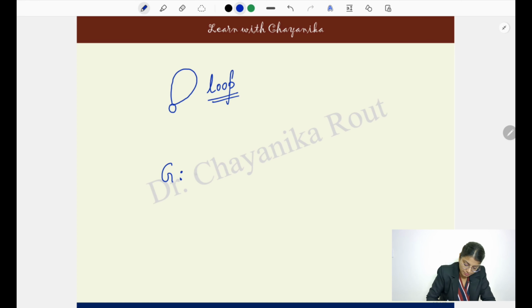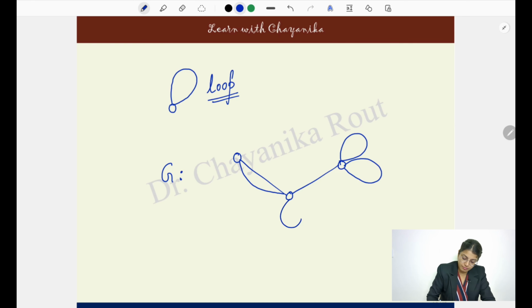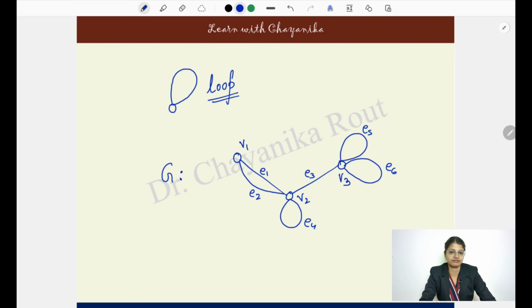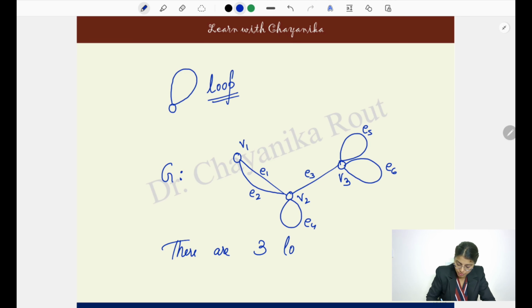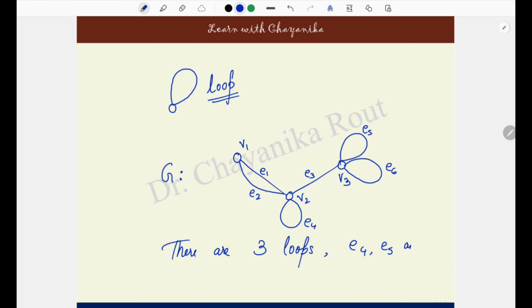So, in a graph, suppose this is my graph G, having three vertices V1, V2, V3, and how many edges? You count the straight lines, the curved lines, the loops, whatever are there, they will all represent edges. So, you have E1, E2, E3, E4, E5 and E6. There are 6 edges in the graph in total. Another important thing, on one particular vertex you can have multiple loops. So, here in this graph there are 3 loops in total. Which are they? E4, E5 and E6.